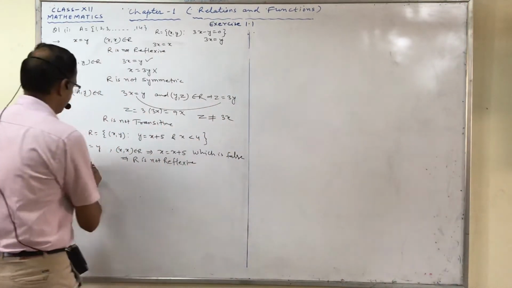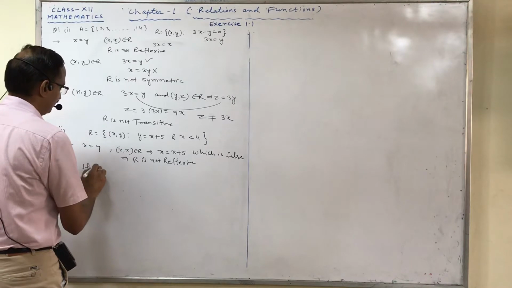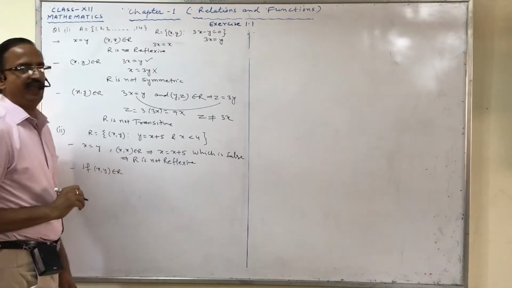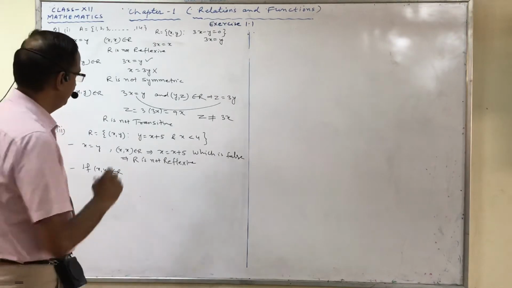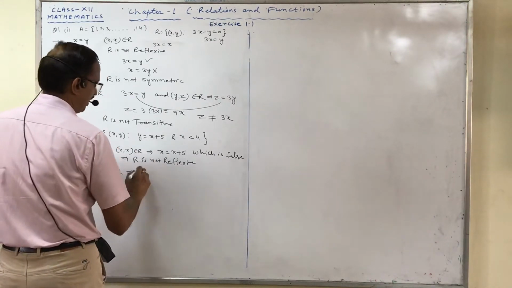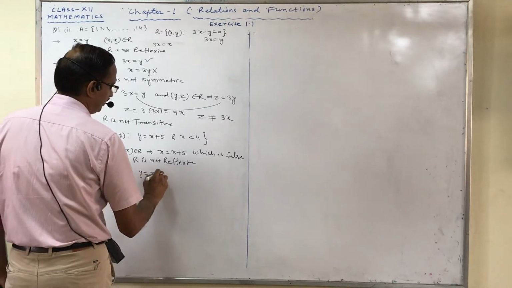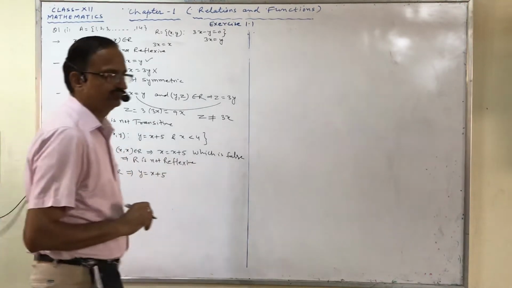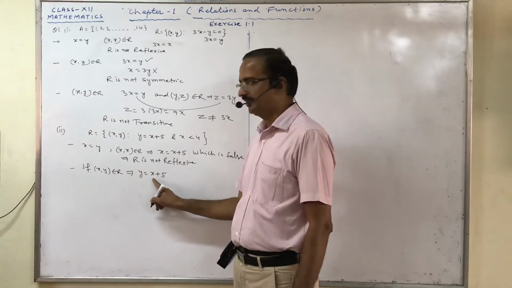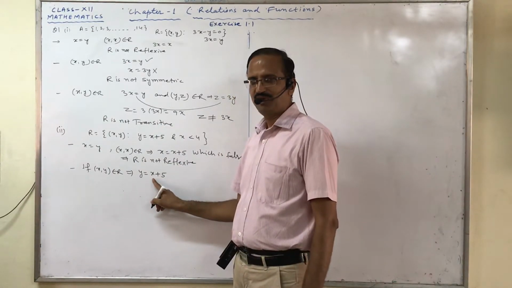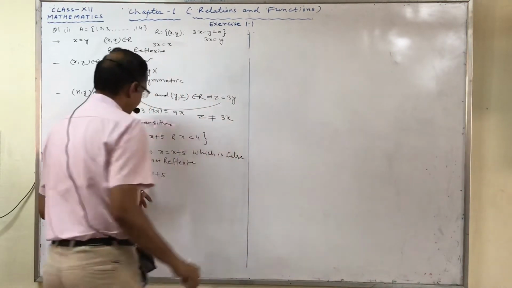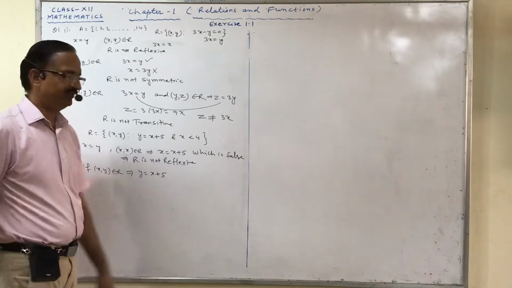So we can say if (x, y) belongs to R, it means x is related to y. Then we can write y equals x plus 5. So it means y is greater than x. How much? 5. Or we can say y exceeds x by 5.